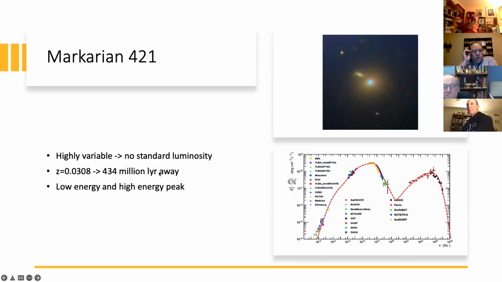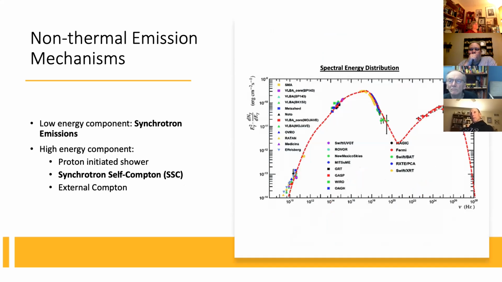Markarian 421, along with every blazar, has a low energy peak and a high energy peak. So what do I mean by that? Here again, we have frequency of light on the x-axis, and then we have a scaled flux, or brightness, scaled in some way. The low energy peak is the brightness here, and the high energy peak is the brightness here. So what we're interested in today is what causes that low energy peak and that high energy peak to exist. What models can we use to explain that?